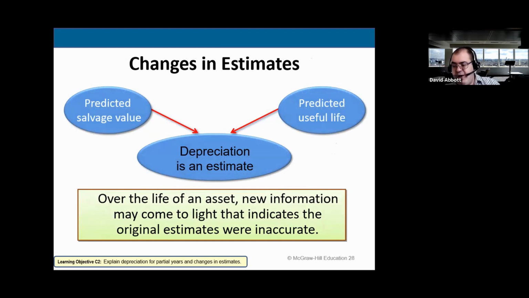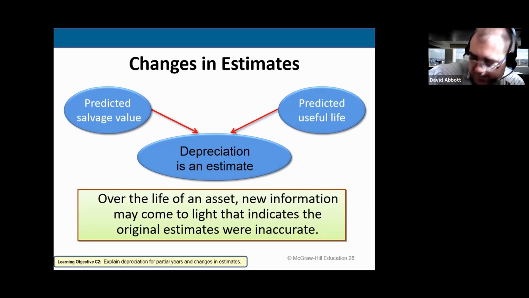Now, depreciation is based on estimates of salvage value and useful life. If our estimate of an asset's useful life and/or salvage value changes, what should we do? The answer is to use a new estimate to compute depreciation for current and future periods. You can't go back and change what happened in the past, but you can do it for the current period moving forward.